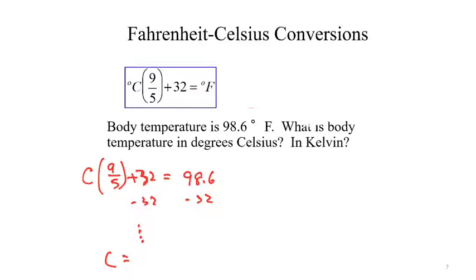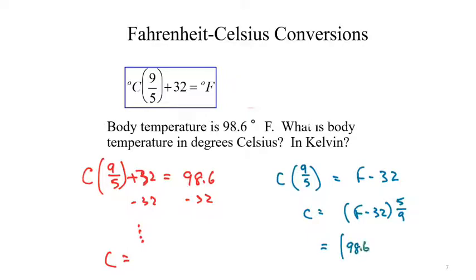My recommendation is to not directly sub in, but to do the algebra first. So Celsius times 9/5 equals Fahrenheit minus 32. Celsius would be Fahrenheit minus 32 times 5/9. And now I would do the sub in of my values. 98.6 minus 32, times 5/9. This minimizes the amount of calculator steps that you have to go through, which is why I would recommend that path to getting through to your Celsius.